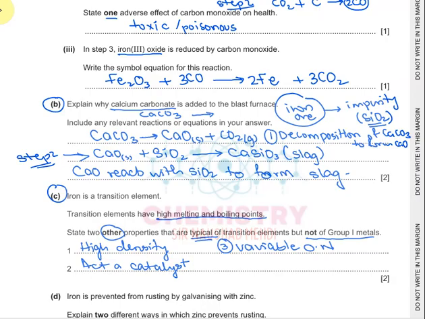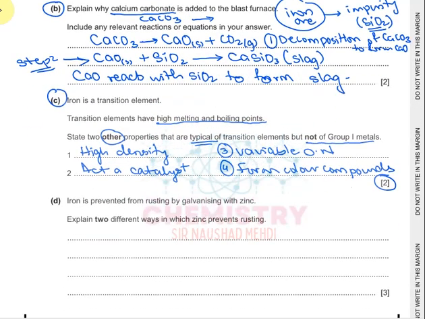Okay, and similarly, transition elements can form colored compounds. So you can write any 2 of the properties out of these, because it's a 2-mark question, so you just have to mention only 2 of them.